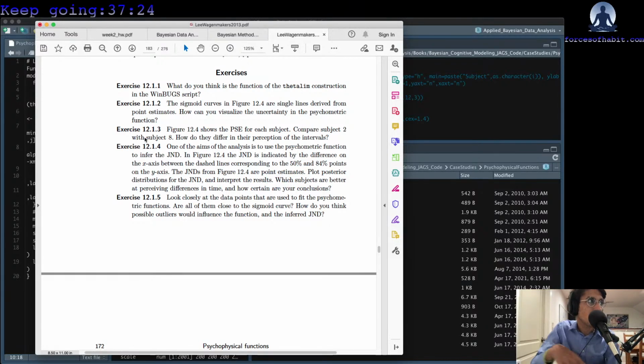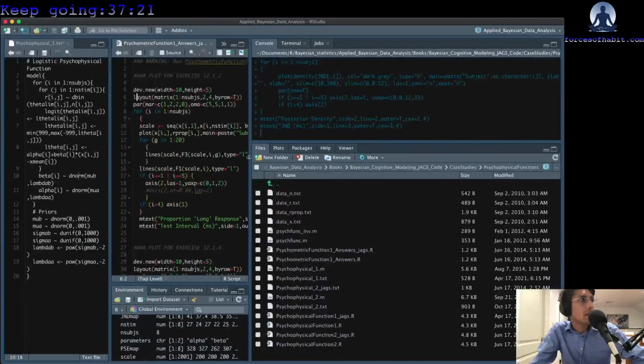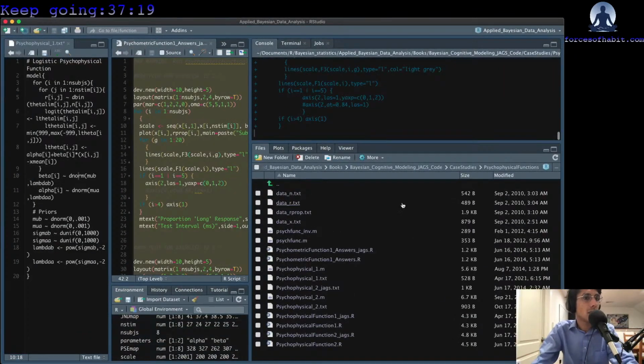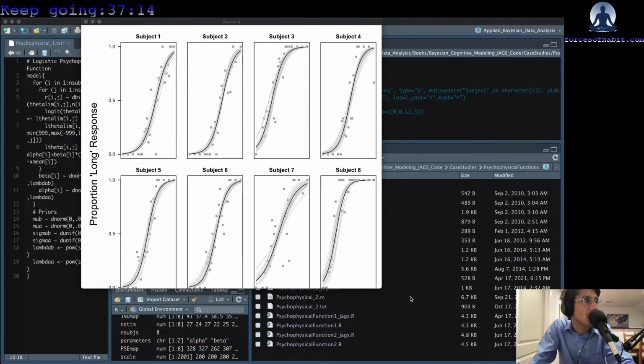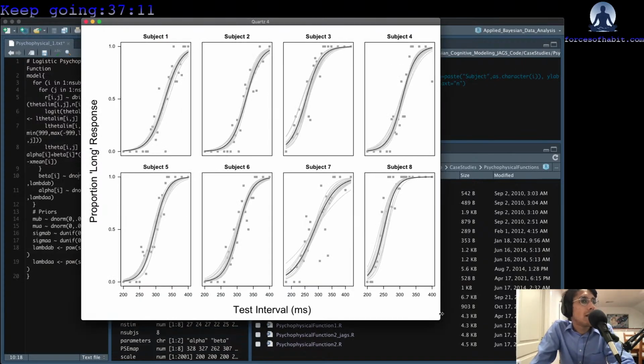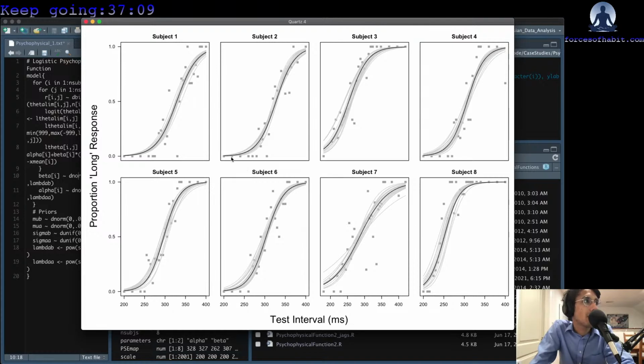So compare subject 2 with subject 8. Oh, let me pull that up. Subject 2, you see that the sigmoid function accurately captures the patterns of responses for them. But if you take a look at subject 8, you can see we have this sort of inflation in identifying longer responses. We weren't able to capture this inflation using a sigmoid function, or it doesn't seem like we would.